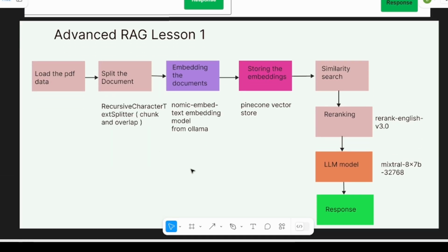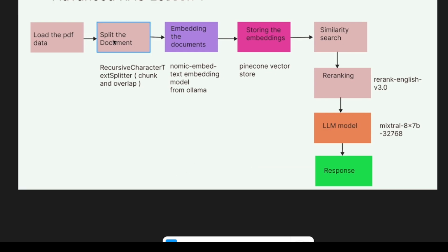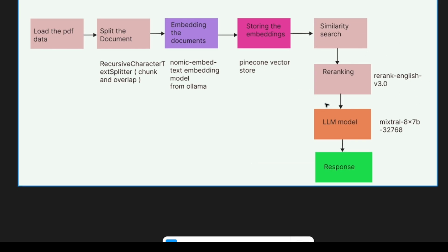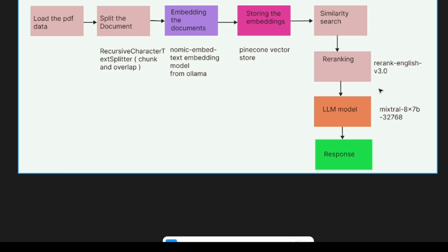So let's revise what we have done. Loading the PDF is completed, creating the documents is also completed, embedding the docs using the Ollama model is also completed, storing the embeddings is also completed. Similarity search. In the similarity search, we gave top 5 and re-ranking. We also understood how re-ranking works. And the LLM model, we gave it to the Mixtral LLM model, and it gave the response.